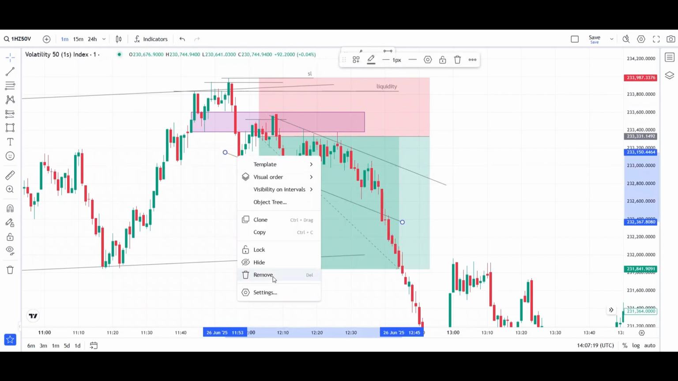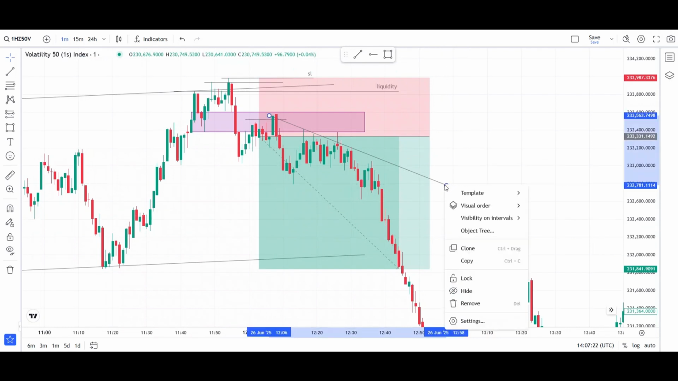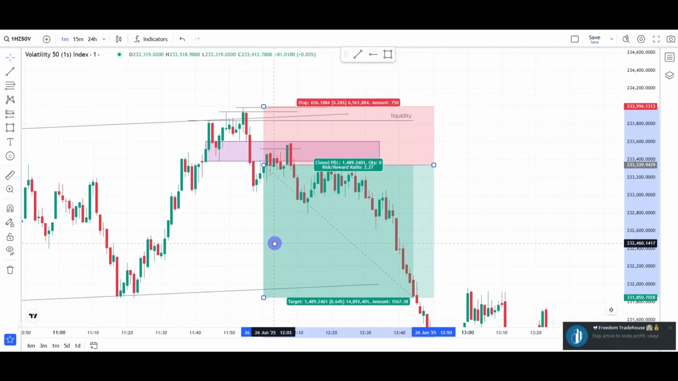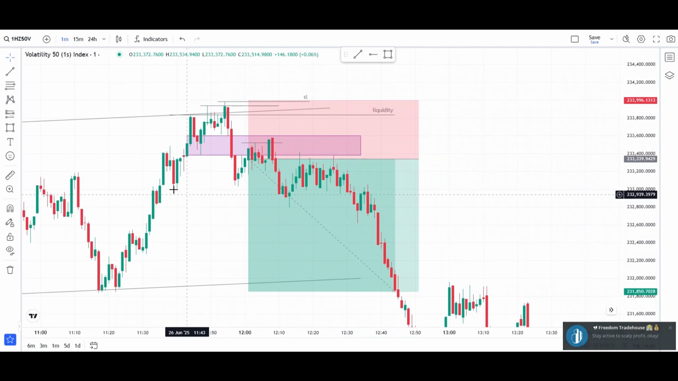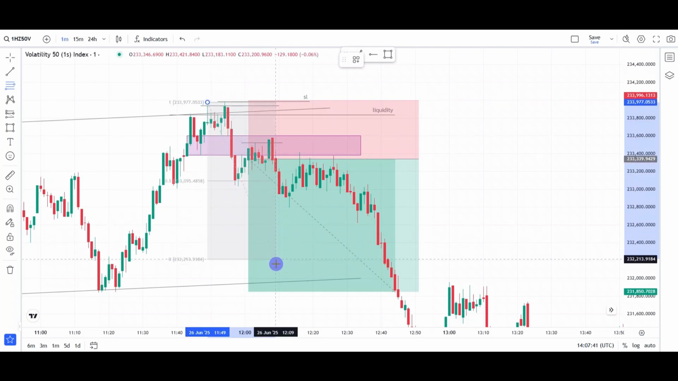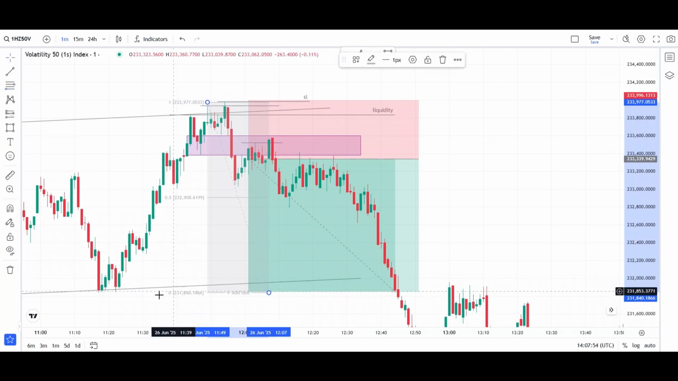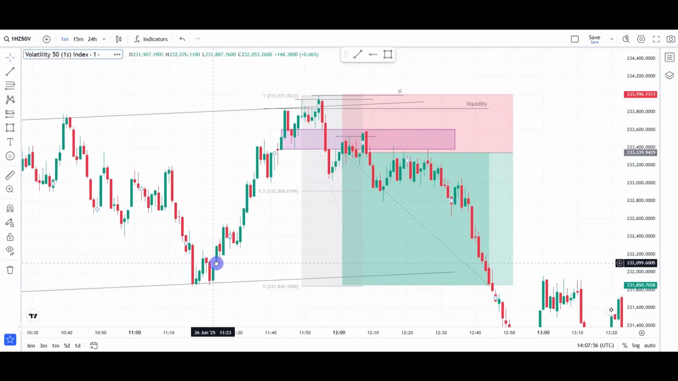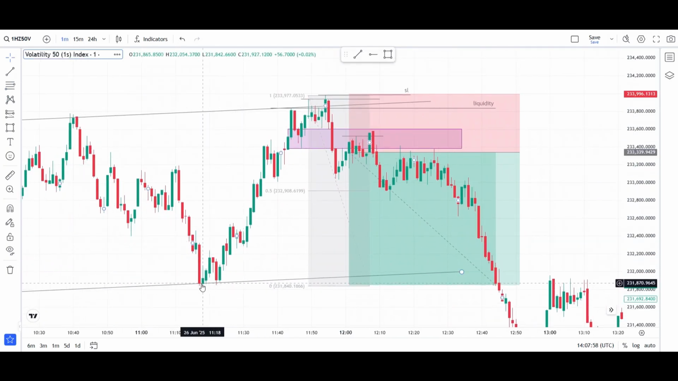so I'm going to remove this so that we don't have a busy chart. What you're going to do is take your Fibonacci, right, and then you're going to measure from that stop loss tip to that previous swing, right, which is here, this tip here, right?